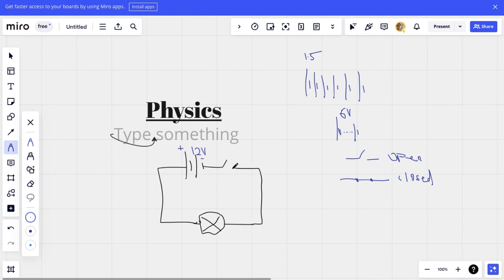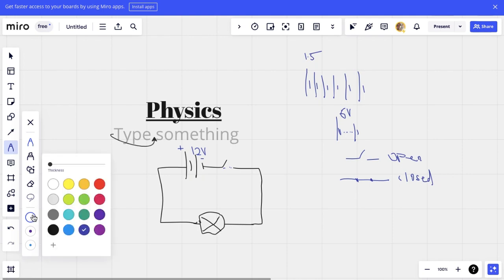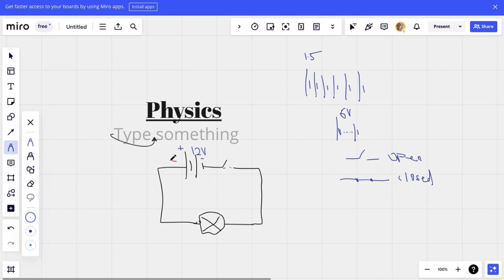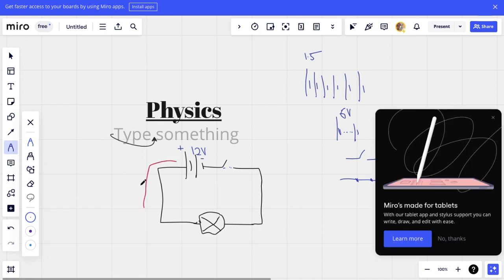So whenever we close the switch, if you close it now, this place will be closed. It will look like this. When that happens, the current starts to flow. The current flows from the positive terminal towards the negative. So current flows in this direction.